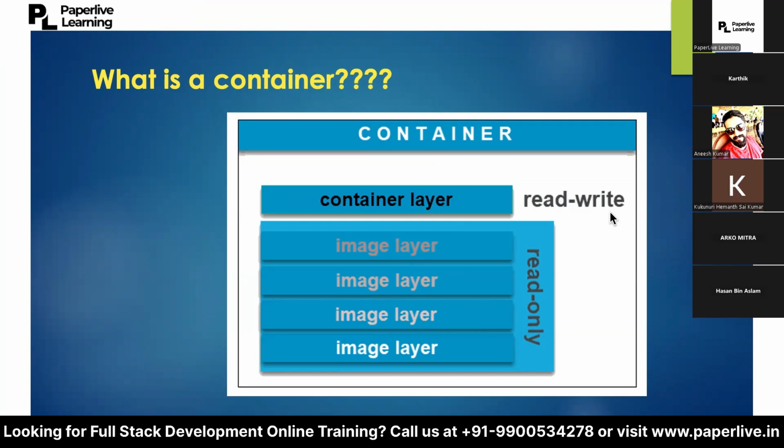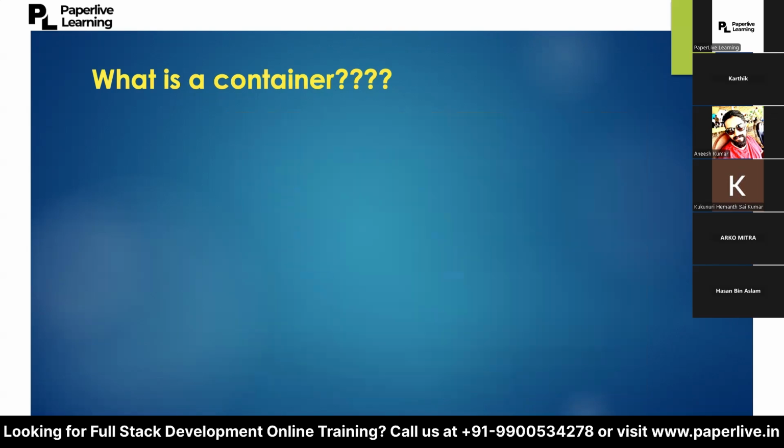A container is read and write, in the sense that it's a running program basically. But an image is just a dumb thing. You cannot access it; in an application sense, it's not ready. So you have a code, you convert that into an image, and if you run that image, that is called a container.